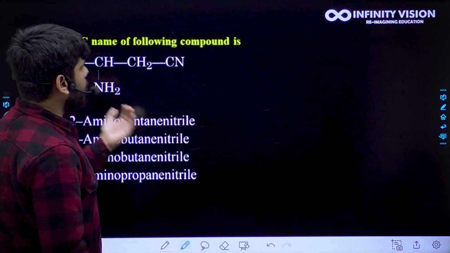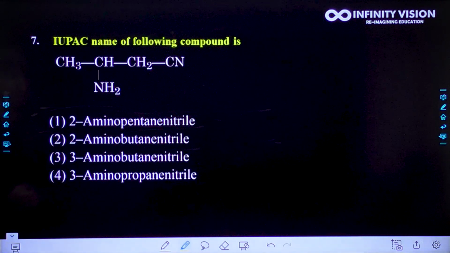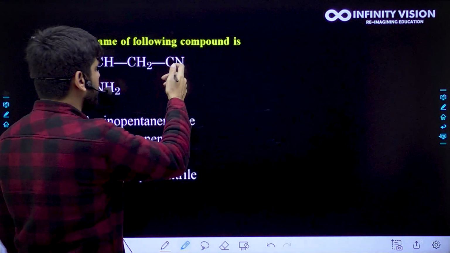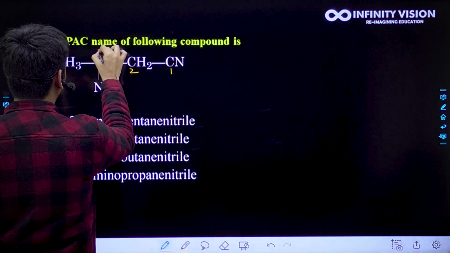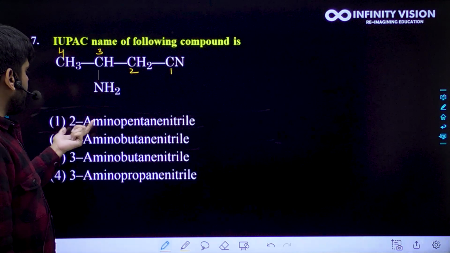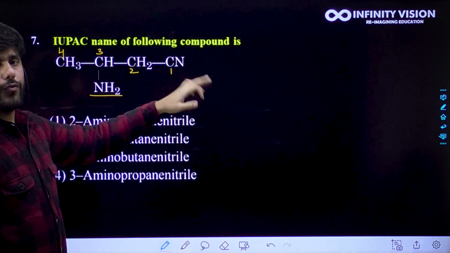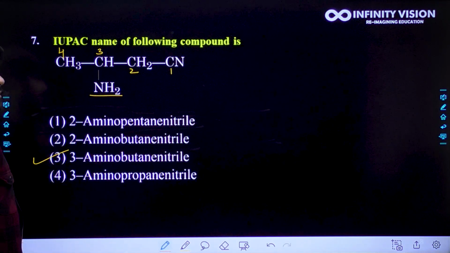Now, this is from the IUPAC nomenclature. Let us discuss this. So basically, this is your carbon-containing functional group. So obviously, the numbering will start from this nitrile part: 1, 2, 3, and 4. So the name is 3-amino, because this is your amino group, and 1, 2, 3, 4 butane nitrile. So 3-aminobutane nitrile. Third is the right answer.